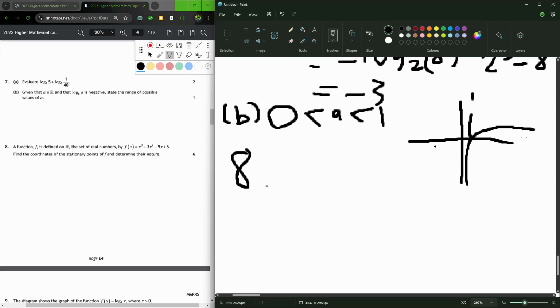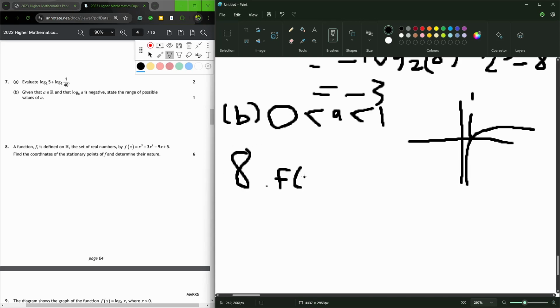Okay, so what we're going to do for this one is work out the derivative of this. Stationary points are where the derivative is 0, so we can work those out from that, and then we can use nature tables to determine if they're minimums or maximums, and we can figure that out at the end. So let's go and differentiate this.